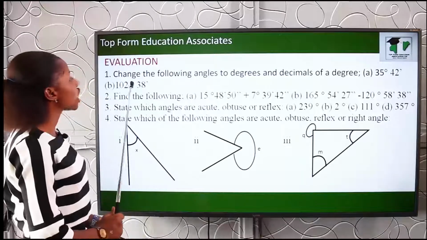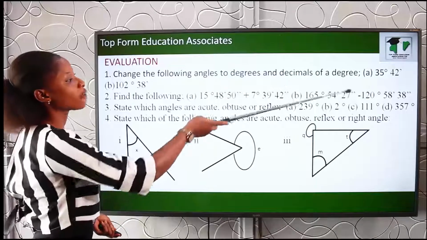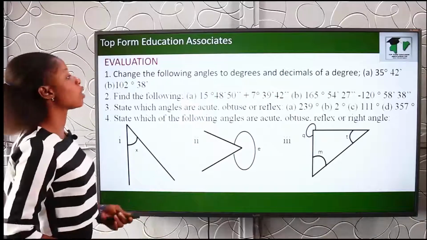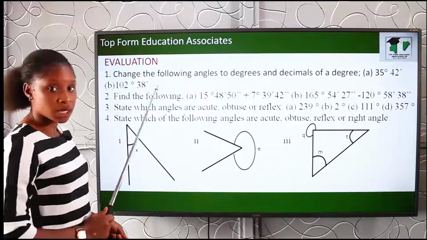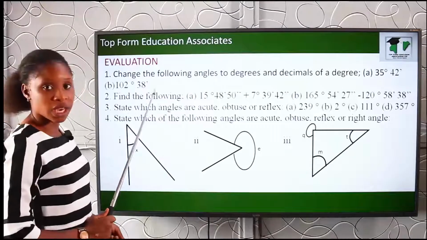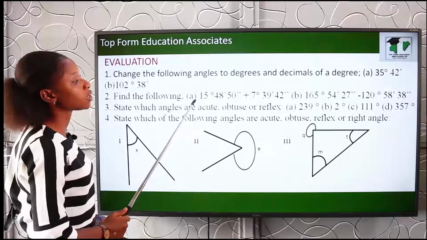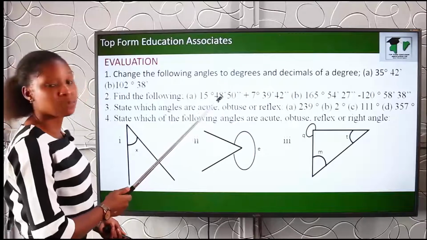Number one says change the following angles to degrees and decimals of a degree. We have 35 degrees, 42 minutes. We have to change that to decimals of a degree. We have to change 102 degrees, 38 minutes to decimals of a degree. Number two says we should find the following. Okay, this is addition and subtraction of decimals of degrees, minutes, and seconds.